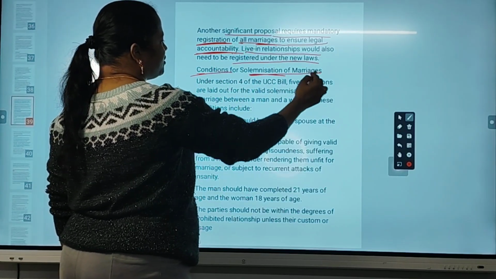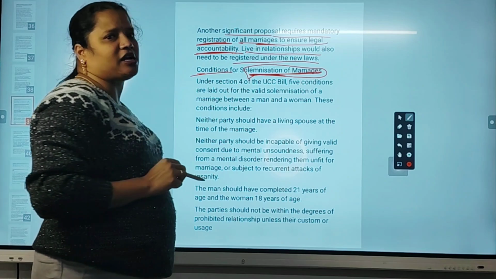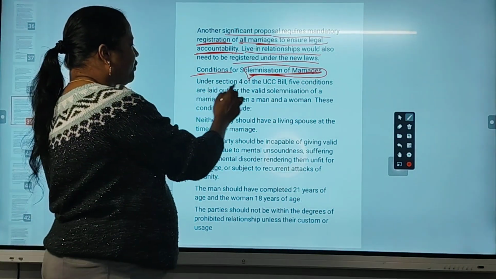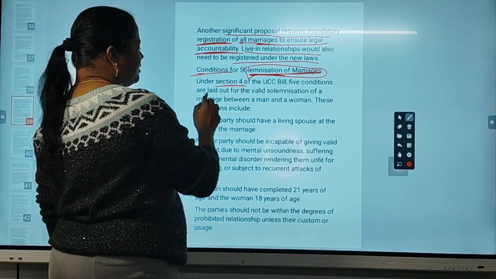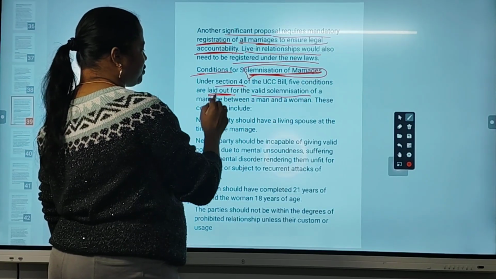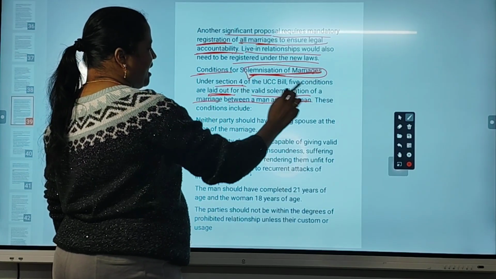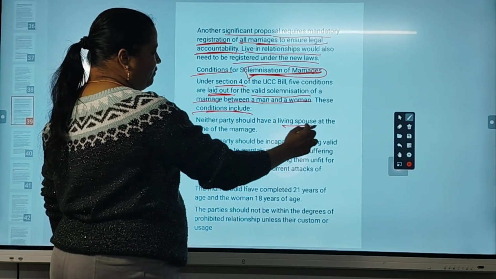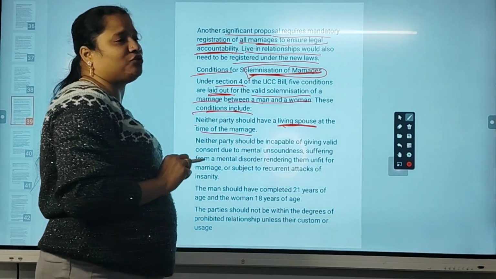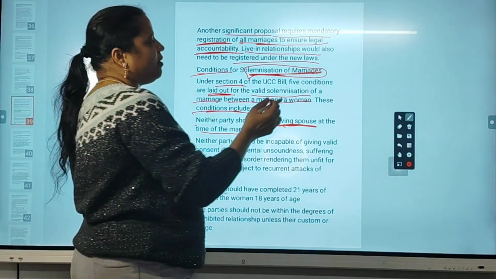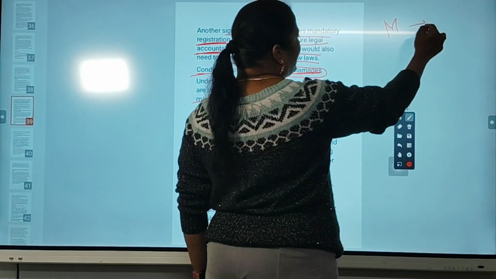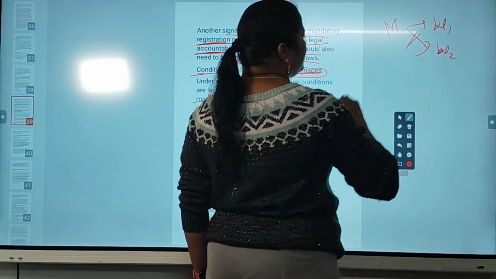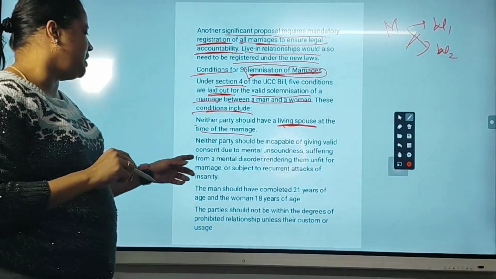Conditions for solemnization of marriages. There are several conditions for getting married also. Under section 4 of UCC, 5 conditions are laid out for valid solemnization of a marriage between a man and a woman. These conditions include: neither party should have a living spouse at the time of the marriage. It should not be like that a man already has one wife and he marries another wife. This is not legal under the UCC bill.